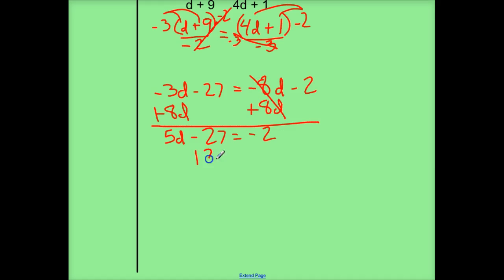Adding 27 to cancel my -27. Golden rule, adding the 27 to both sides. I get 5d equals 25. And finally, dividing both sides by 5, I get d equals 5.